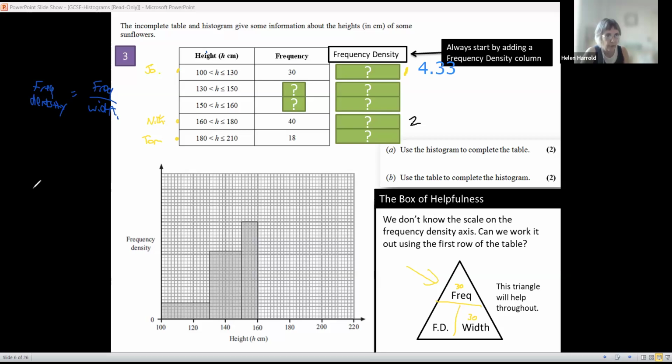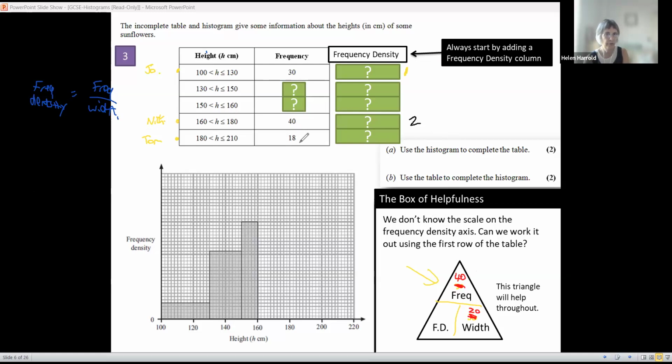Okay, so let's look at this one here. Nick, you've got the class width is 20 and the frequency is 40. So for this one, the frequency is 40, the class width is 20, so you've got 40 divided by 20, so it's 2, yep.